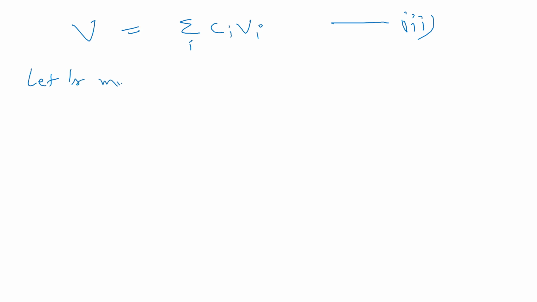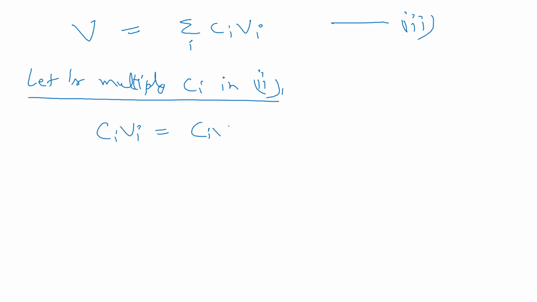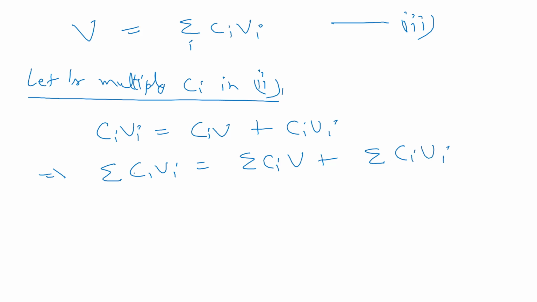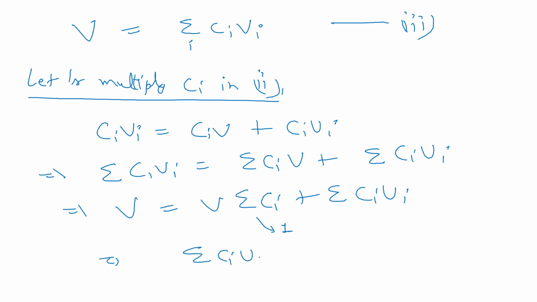So let's multiply Ci in equation 2. So we will get Ci Vi equal to Ci V plus Ci Ui, and we will take the summation. Sigma Ci Vi equal to sigma Ci V plus sigma Ci Ui, and sigma Ci Vi is nothing but V, and this V is constant and common everywhere, so it can come out: V sigma Ci plus sigma Ci Ui, and sigma Ci is nothing but 1. So V and V will cancel, and we will get sigma Ci Ui equal to 0.